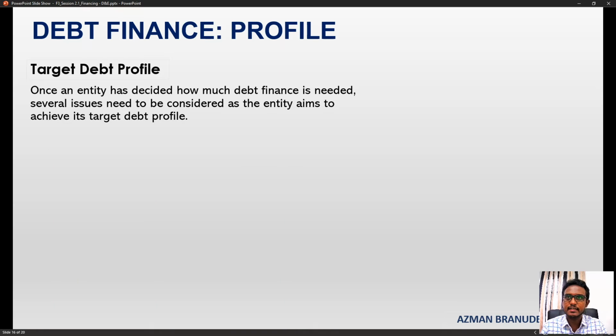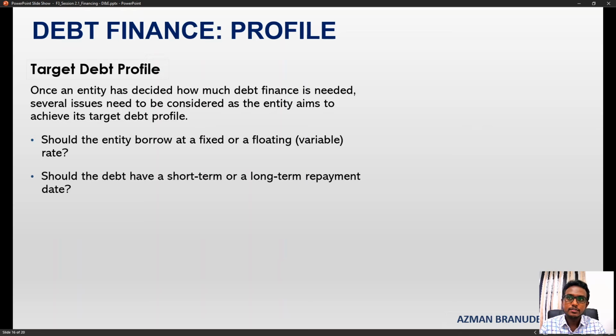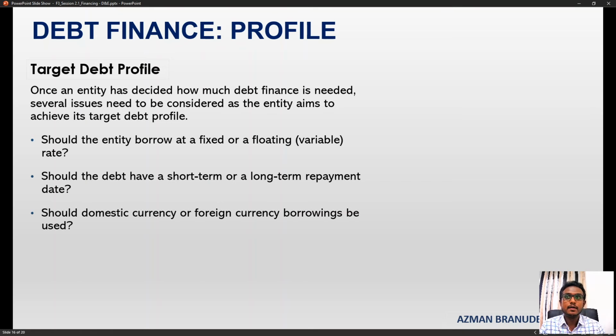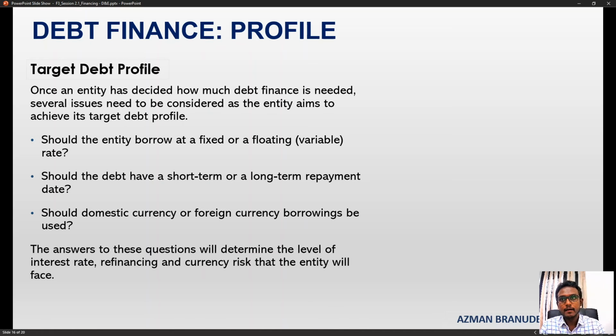What are these considerations? Should the entity borrow at a fixed or floating rate? Should the debt have a short-term or long-term repayment date? Should domestic currency or foreign currency borrowings be used? Now, the answers to these questions will determine the level of interest rate, refinancing, and currency risk that the entity will face.